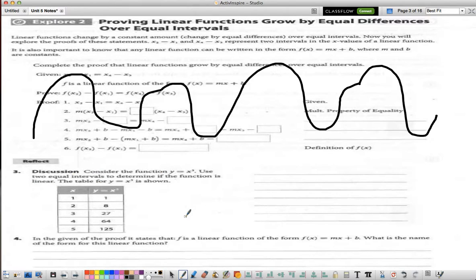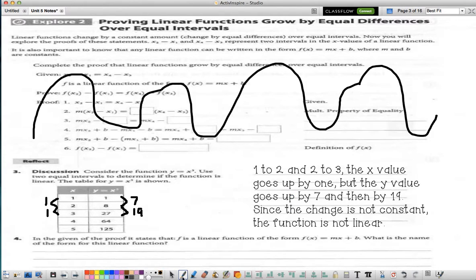So we're going to consider the function y equals x cubed. And we're going to look again at 2 equal intervals to determine if the function is linear. So again, we have a change in x of 1, and then another change in x of 1. So these should be 2 equal intervals. In this case, when x changes by 1, y changed by 7. So in order to be a linear function, we have to have another constant change of 7. However, to go from 8 to 27, we have to add 19. This tells us that this function is not linear.